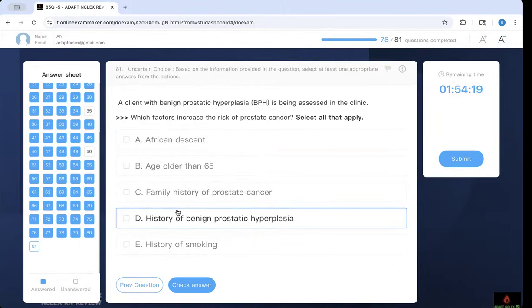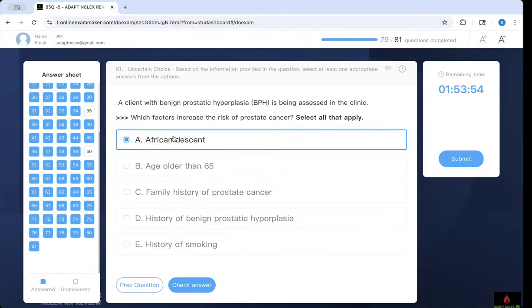Let's finish this one. A client with BPH is being assessed in the clinic. Which factor increases the risk of prostate cancer? What do you think? Risk factor for prostate: African descent. If you are older, family history of prostate cancer. If you have BPH and you're smoking. What do you think? Put down your answer. Number 81, 85 questions, and we're done.